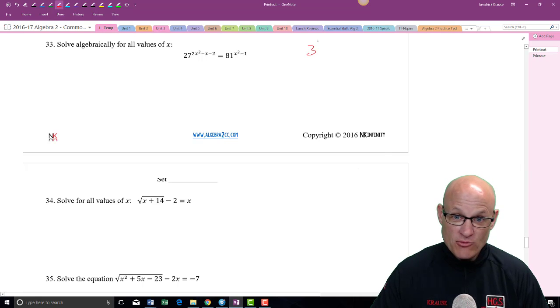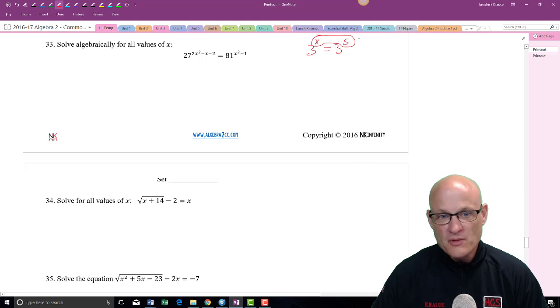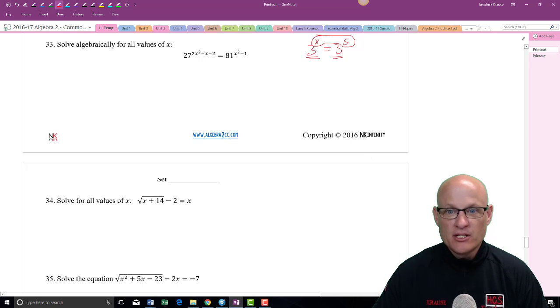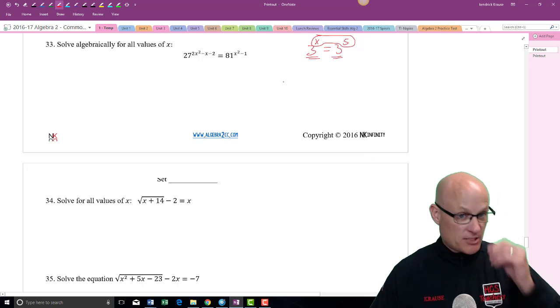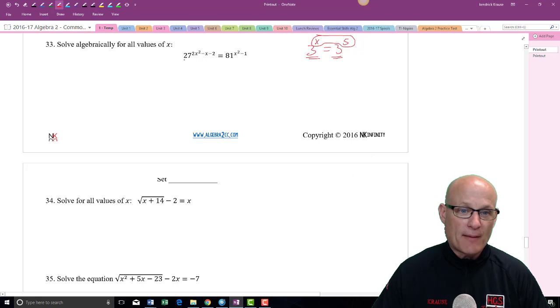If you had 3 to the x equals 3 to the 5, wouldn't you just say x is 5? Of course you would. And it doesn't matter if you had 3, 2. As long as the bases are the same, we just have to make sure the exponents are equal to each other. So whenever you have a problem like this, we just want to make sure those bases are the same.